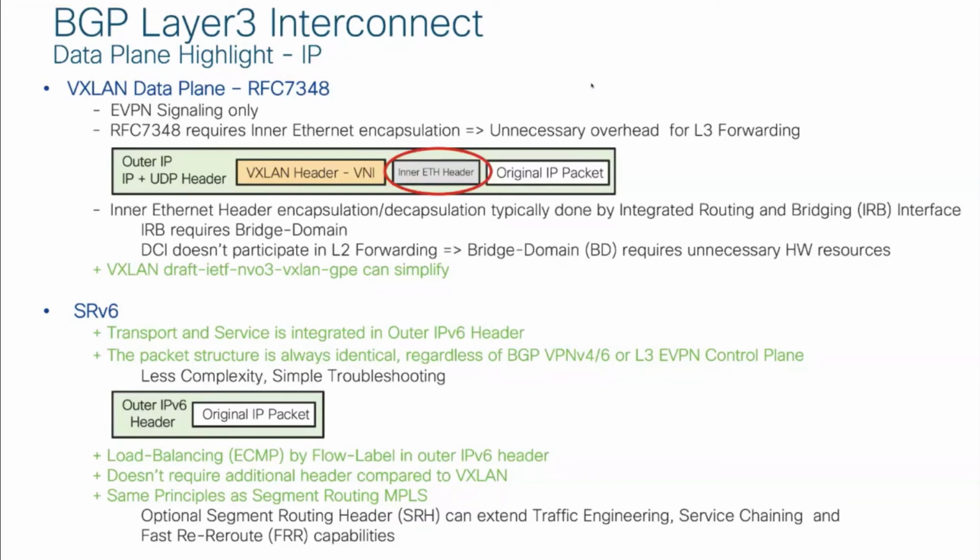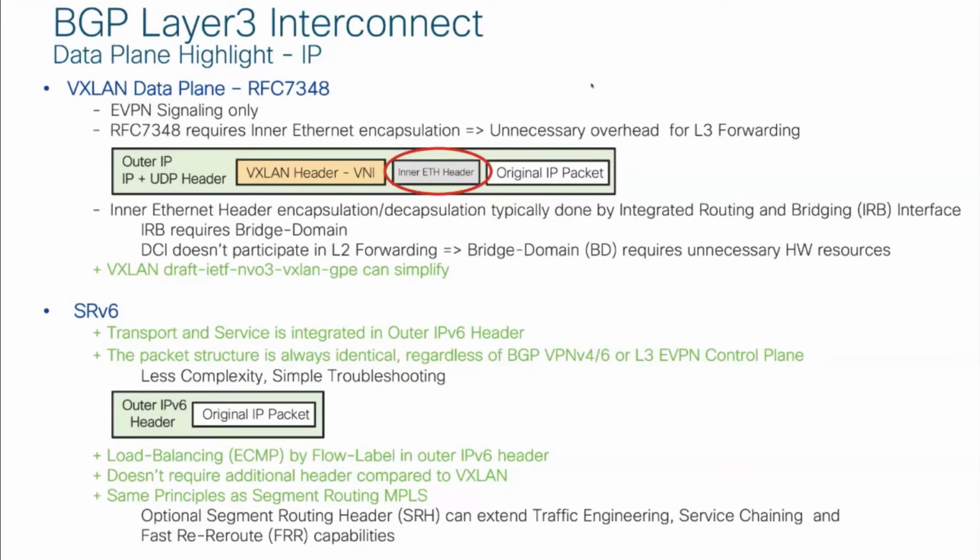I also don't need any UDP header, as for example for VXLAN when I'm using IPv4, because the UDP header is used for load balancing. Here, because it's only IPv6, for load balancing I'm using the flow label in the outer IPv6 header. And very similar to MPLS, the packet structure is all the time the same. It doesn't matter if I'm using BGP VPNv4, VPNv6 or the EVPN address family for signaling, it will be the same. It's very similar to when we were comparing the MPLS data plane.